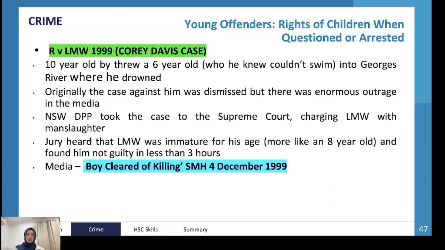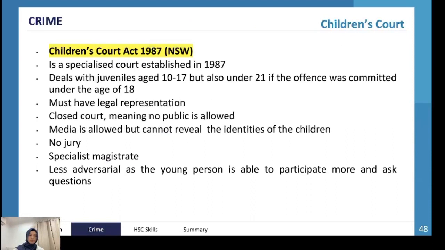And so the media basically were outraged and released many articles such as this one, saying "Boy cleared of killing", Sydney Morning Herald, 4th December 1999. Moving on to the Children's Court.